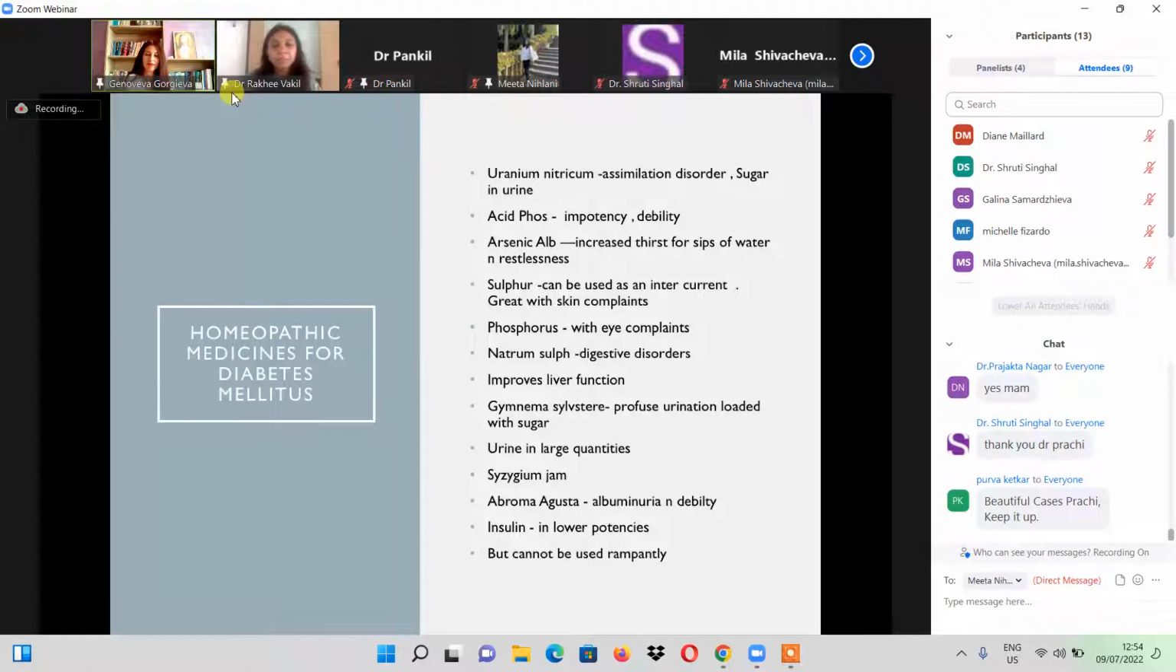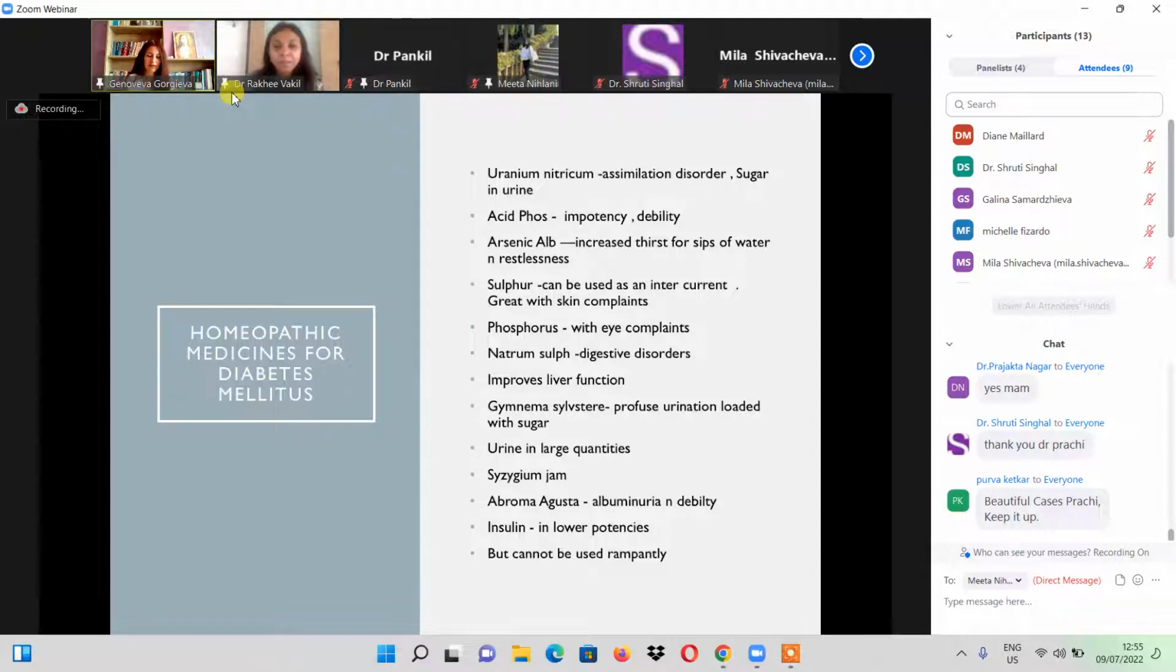Natrum sulph. Patients having diabetes have a lot of digestive disorders, liver dysfunction. So if you take natrum sulph in lower potencies, in biochemic form as well, or 3 or 200, depending on the level where the patient is. We've just discussed levels with Dr. Meeta, that first, second, third level. That way you just prescribe natrum sulph for digestive disorders. It really improves liver function very beautifully.